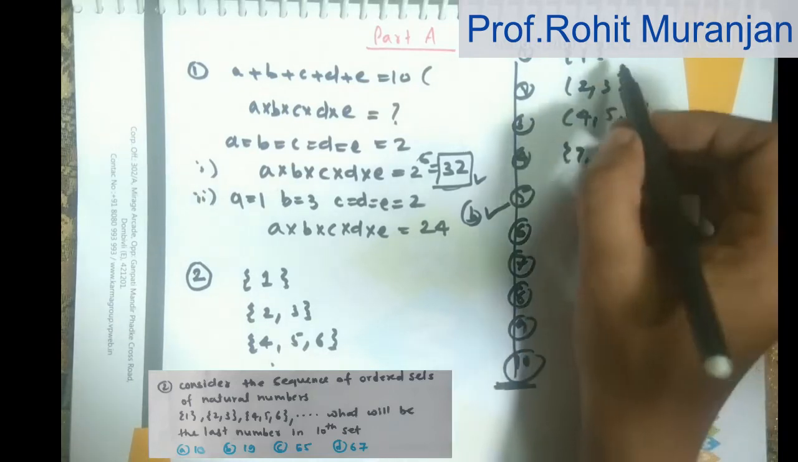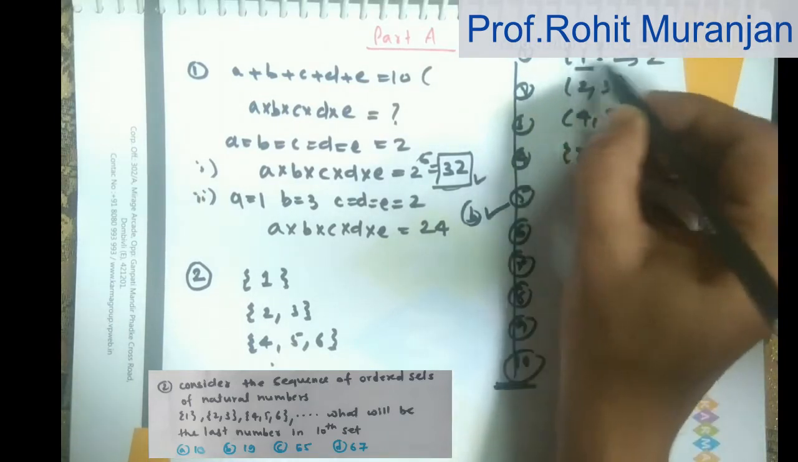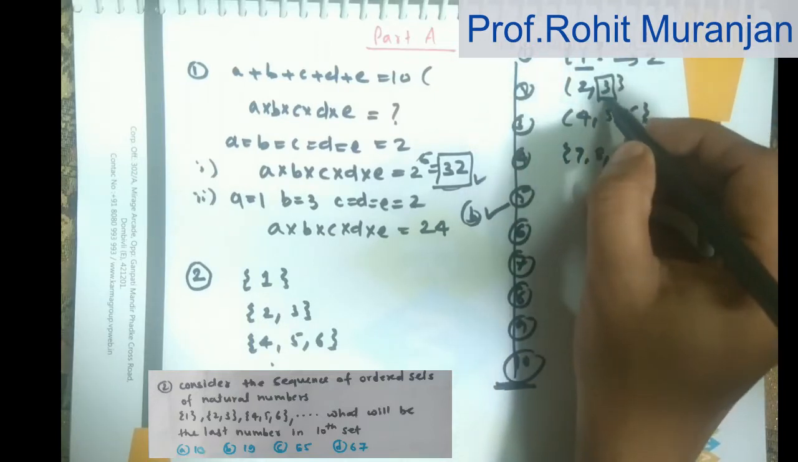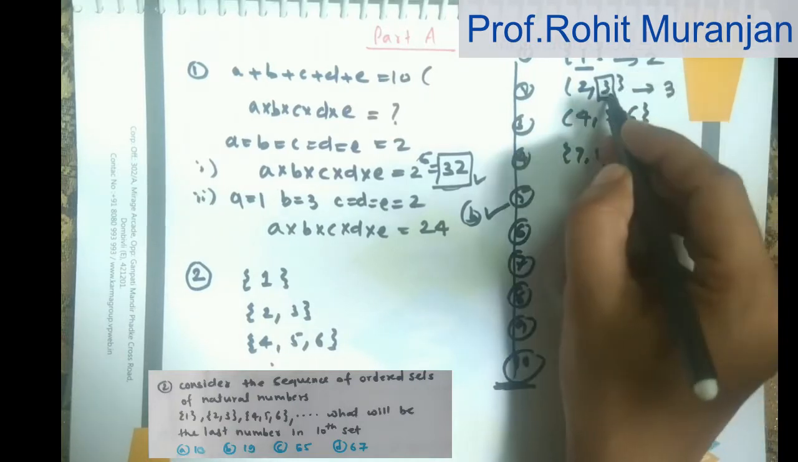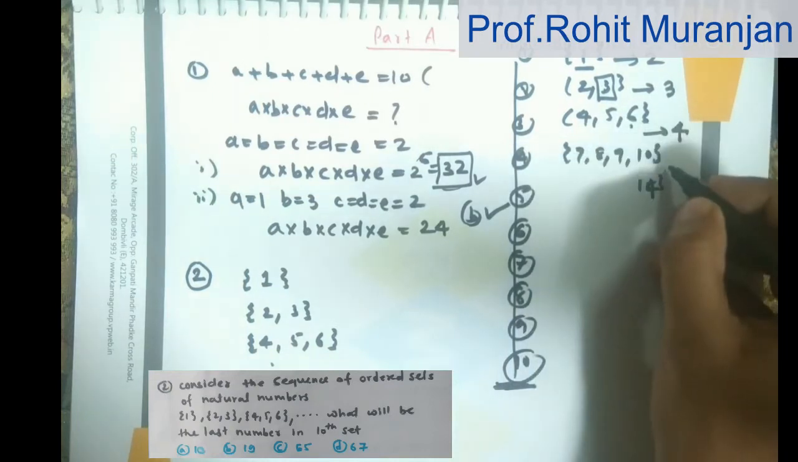Now look carefully at these sets. If I add 2 to the last element of the previous set, I'm going to get 3 as the last element of the next set. If I add 3 to the last element of the previous set, I'm going to get 3 plus 3, 6. Similarly, what do I have to add here? 4. Then what do I have to add here?